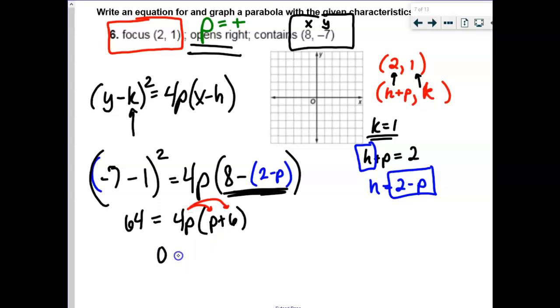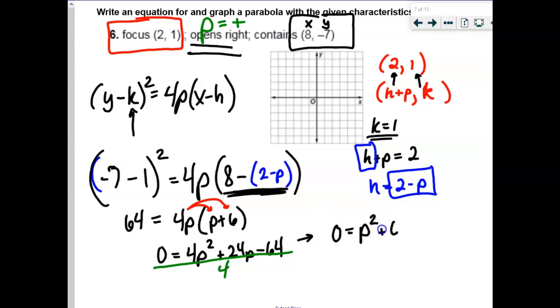Because it's a quadratic, and I know how we solve quadratics, I'm going to move everything over to the right-hand side, so I'm going to subtract the 64 as well. So 4P squared plus 24P, and then move that 64 over, minus 64. This problem's hard enough, so divide by 4. Your quadratic now says P squared plus 6P minus 16.